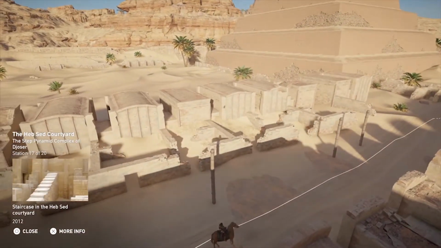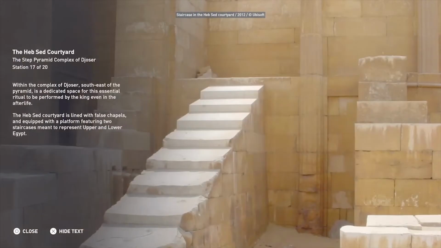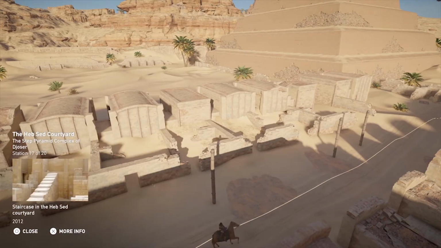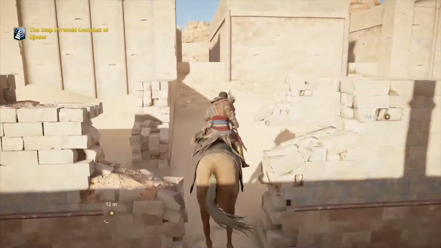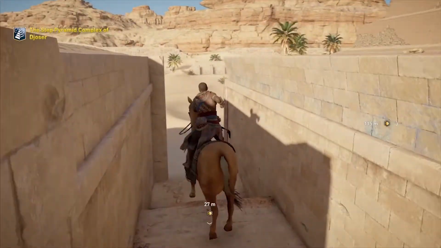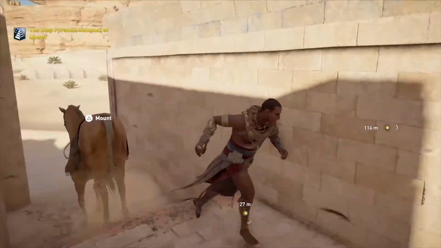Within the complex of Djoser, southeast of the pyramid, is a dedicated space for this essential ritual to be performed by the king even in the afterlife. The Hebsed courtyard is lined with false chapels and equipped with a platform featuring 2 staircases meant to represent Upper and Lower Egypt.